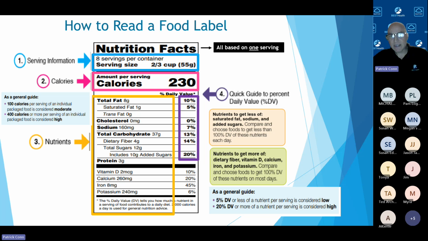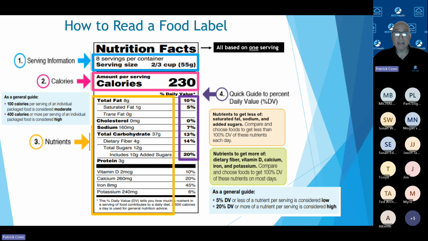Now, from this example here, you can see there are 8 servings in this one container. Now, the serving size is 2/3 of a cup, just for one serving. All right. Now, you see that they also are required to put the amount of calories in one serving.